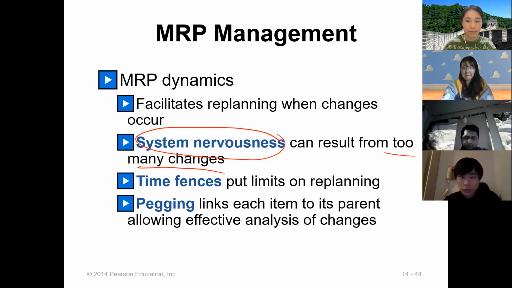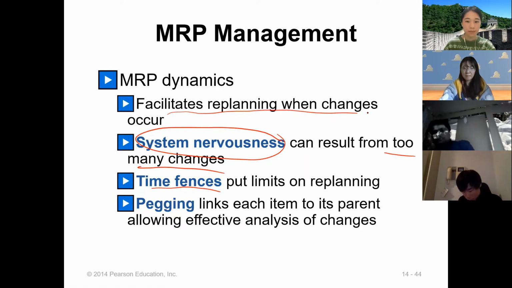So that's why you need to have time fences. Time fences means you put limits on replanning. Replanning means we have a block of, for example, 1 week, 2 weeks. For 2 weeks of planning, the next 2 weeks forward, no changes. You can only change after the 2 weeks. MRP does allow changes, but if it is too much, you're going to waste your time doing the replanning and the adjustment.